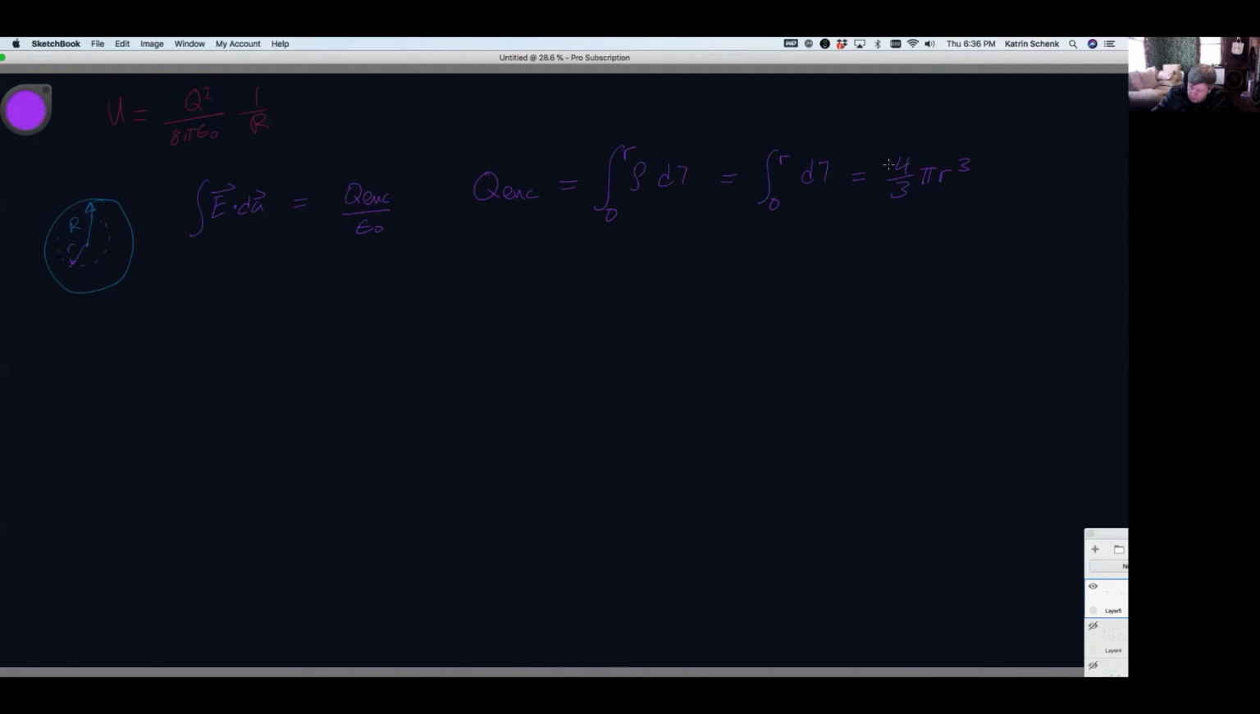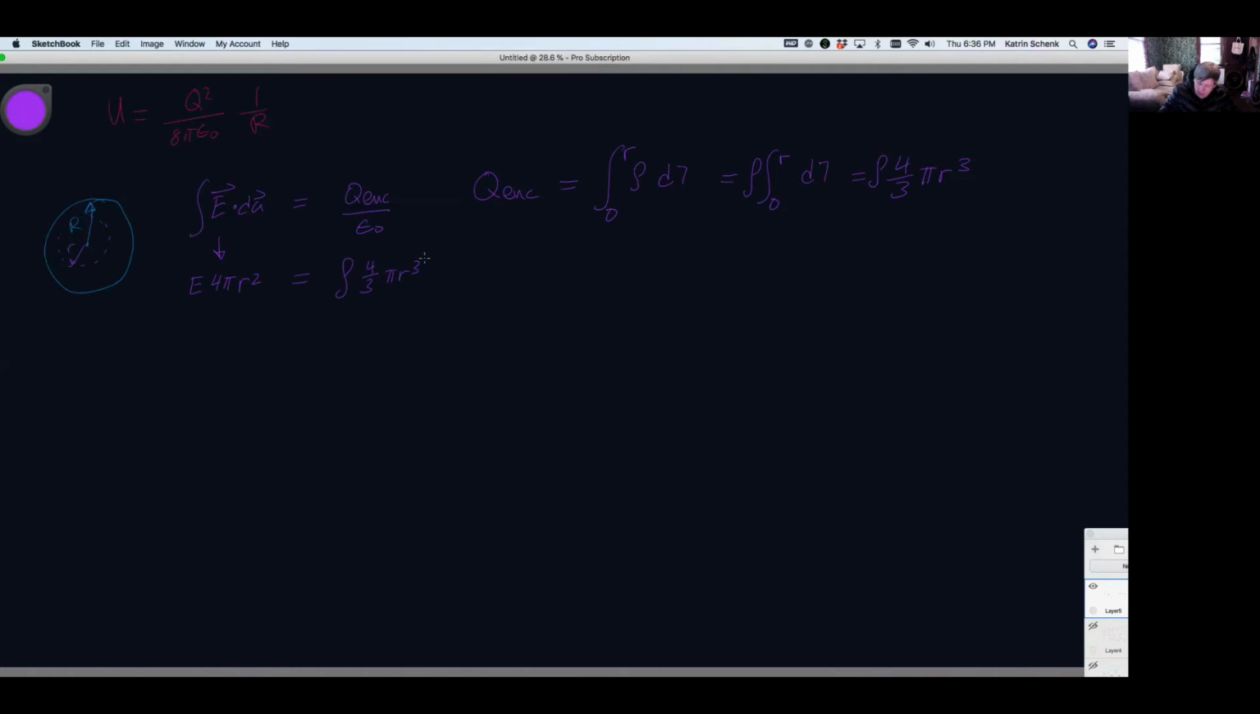And of course, I forgot my rho. Hello, rho. There we go. We could have just guessed that. Now, E, of course, the usual: we can pull the E out, and we get E times the integral of dA, which is just the surface area of our Gaussian sphere, 4 pi little r squared. So putting it together, that is equal to rho times 4/3 pi r cubed.